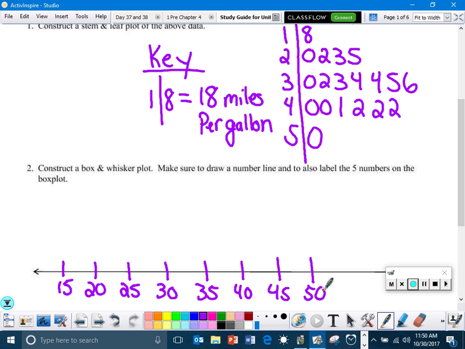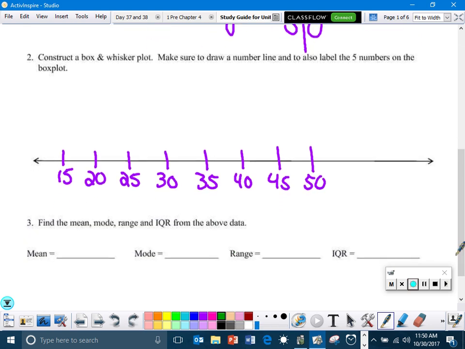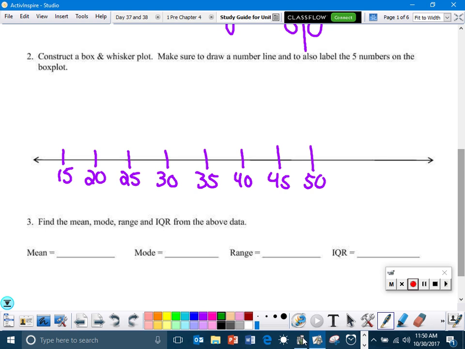Now remember, when we draw the box and whisker plot, we need to draw it above the number line. Do not draw it on the number line. If you do, I will take some points off. All right, so now we're going to have the calculator do that for us.